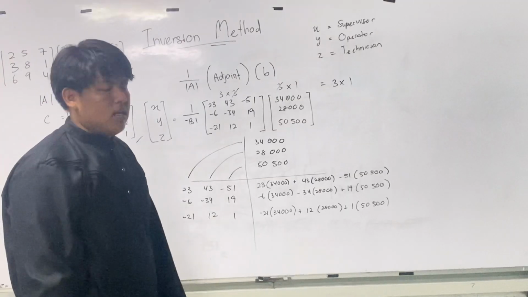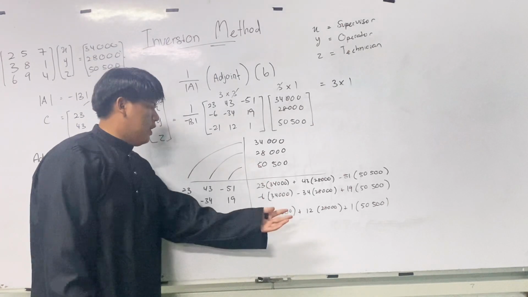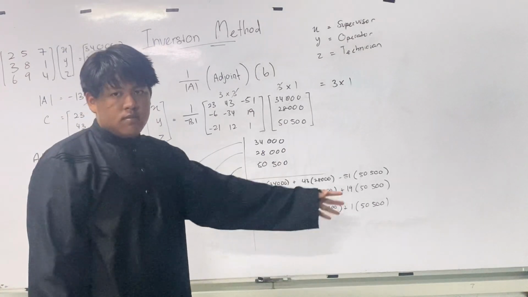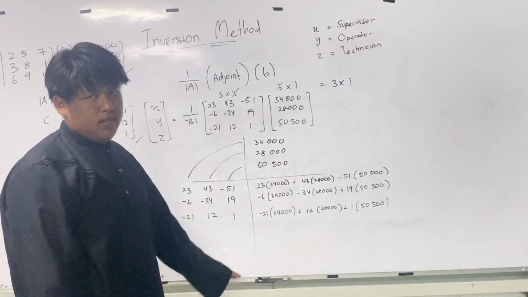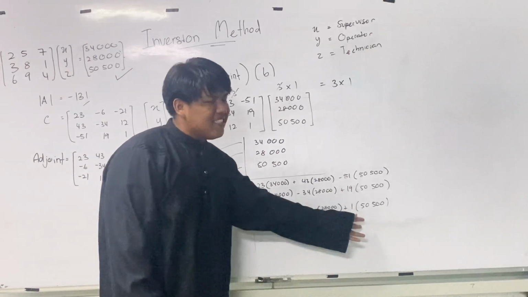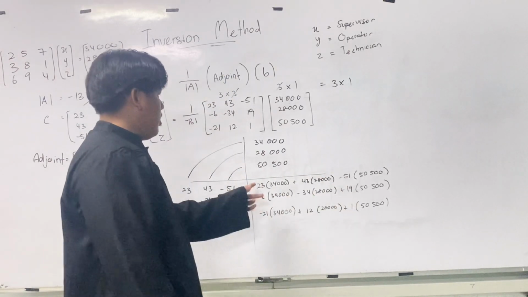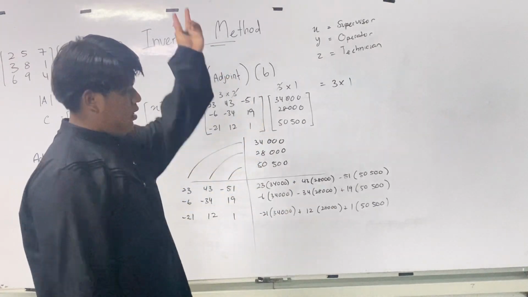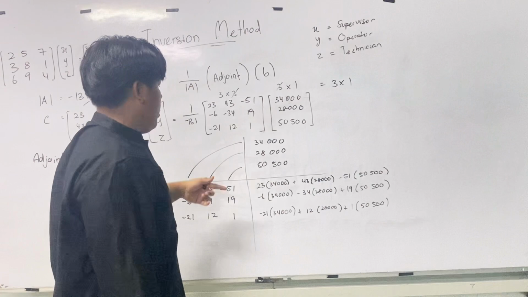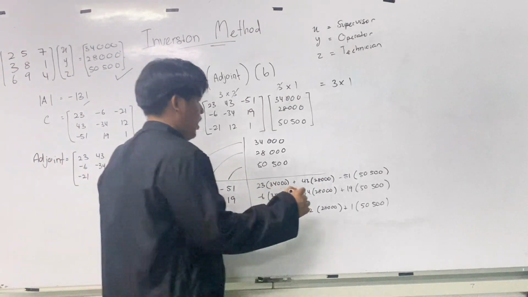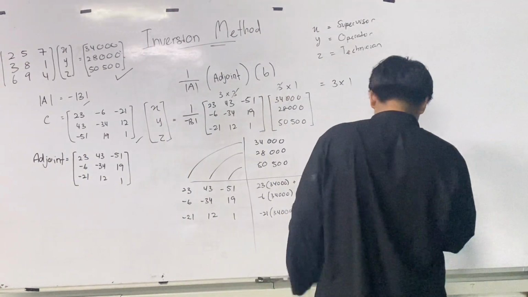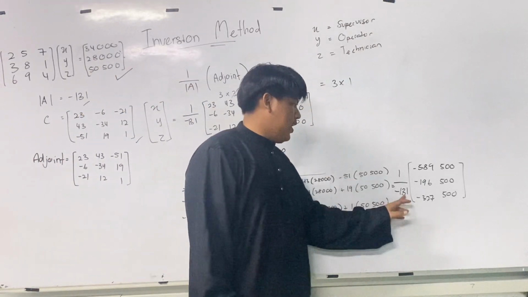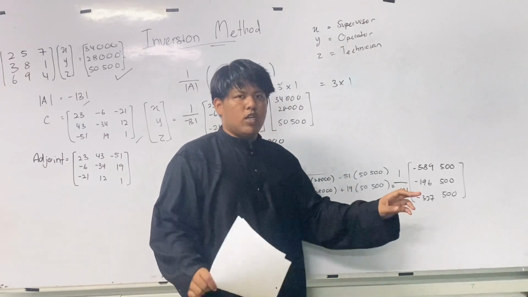For the last, we just calculate with the same method. Just multiply and then we plus, even negative, so negative. And then for the answer, for the last answer, we get that the determinant we don't use anymore.